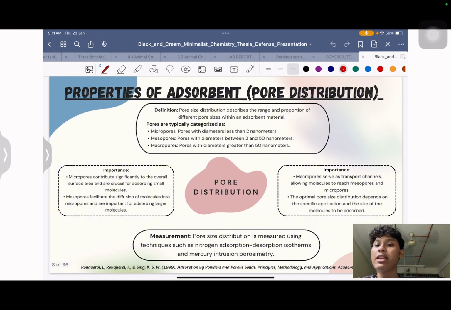The measurement techniques used are nitrogen adsorption-desorption isotherms and mercury intrusion porosimetry. Thank you. That's all for me.